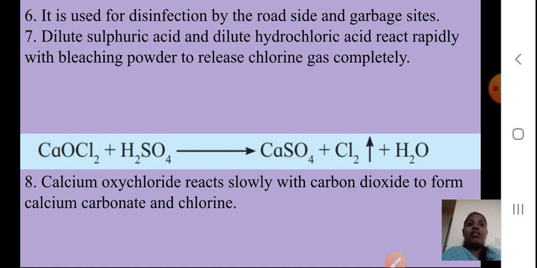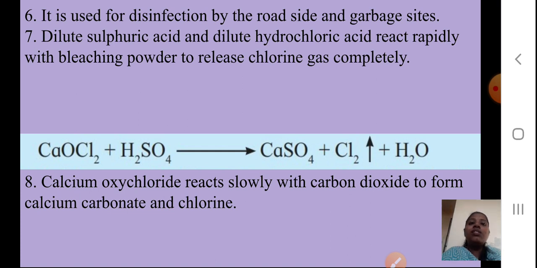Dilute sulfuric acid and dilute hydrochloric acid react rapidly with bleaching powder to release chlorine gas completely. CaOCl2 plus H2SO4 gives you CaSO4 plus Cl2 plus H2O. Chlorine, as it is a gas, students, is shown by an arrowhead pointing upwards.